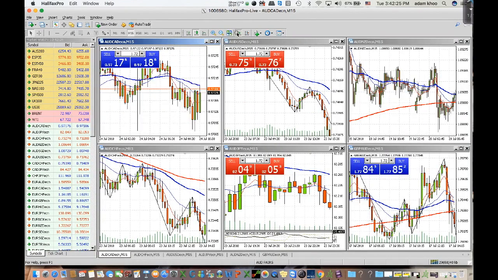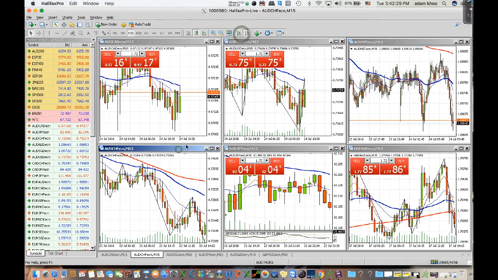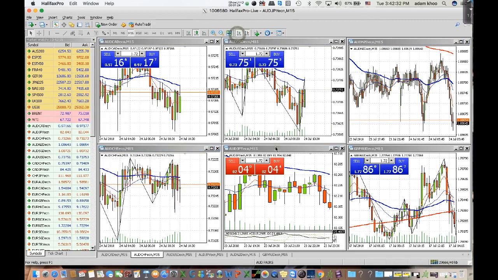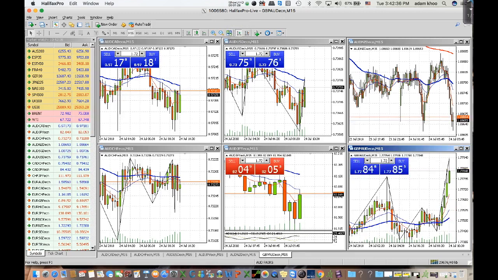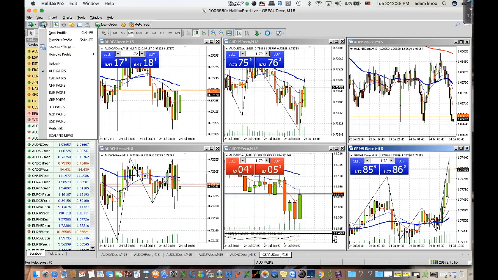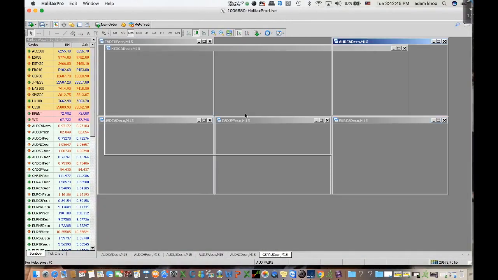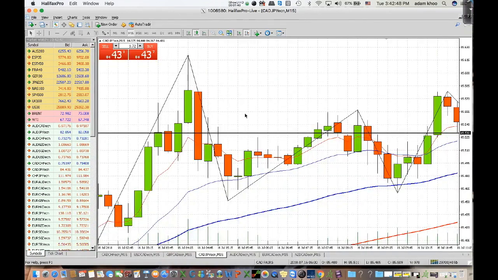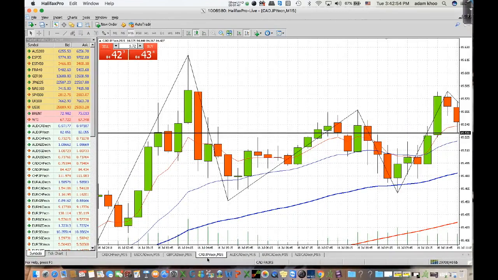Okay, so what I do is I just click to make sure they're all at the most recent price. Like so, right? So these are all my Aussie pairs. And if I want to look at all my Canadian pairs, I click on CAD, Canadian pairs, and they all pop out this way. There we go. So again, all my Canadian pairs: Canadian franc, dollar Canadian, pound CAD, CAD yen, Aussie CAD, Euro CAD, New Zealand CAD. All right.